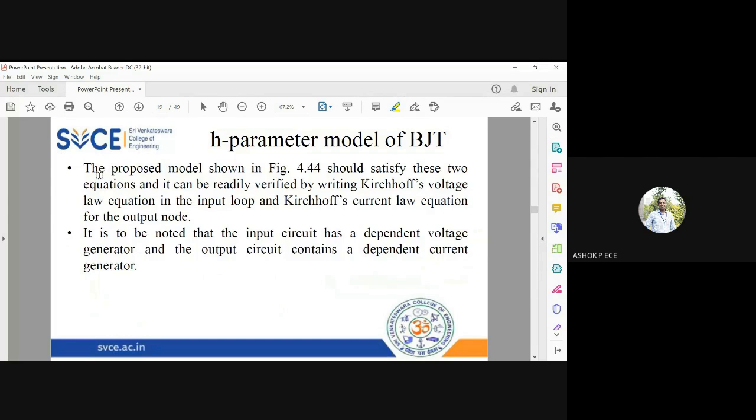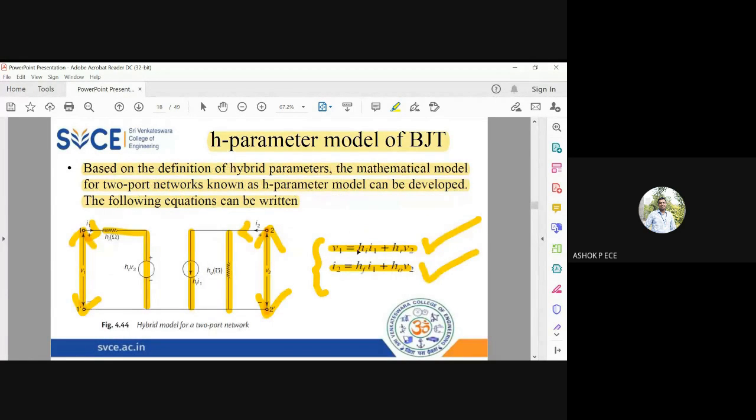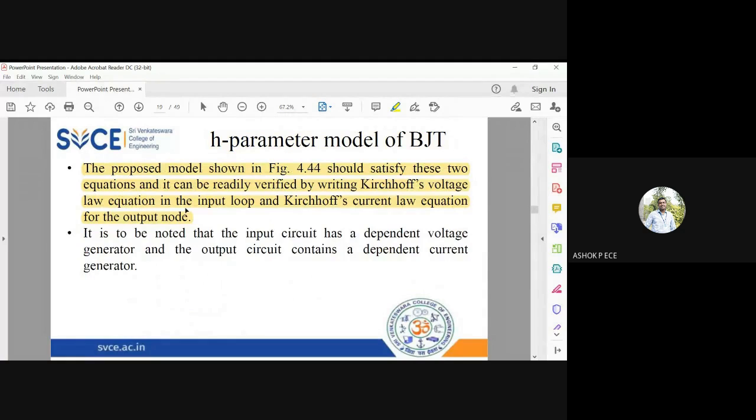Okay, so these H parameters are represented by the two equations that I showed you now, and these two equations can be easily obtained. For the first equation, you have to apply Kirchhoff's voltage law at the input side. For the second equation, you have to apply Kirchhoff's current law at this node. So these two equations can also be got by applying KVL at the input side and KCL at the output side. That is what is given here.